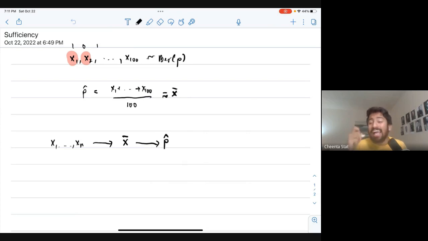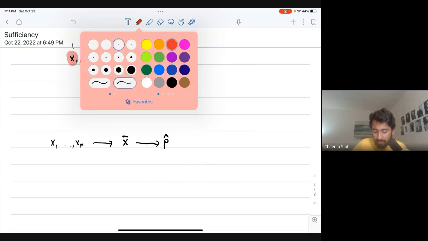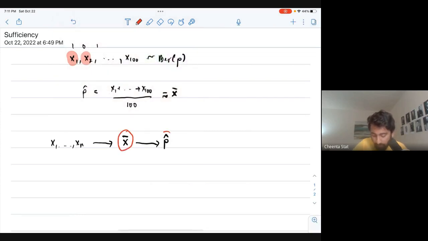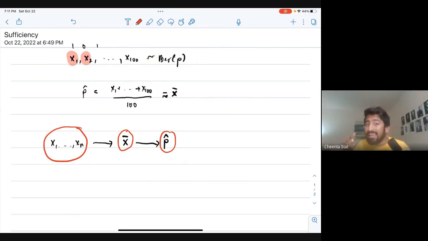So observe that P hat, the information about P hat, is only dependent via X bar through the sample. That means if you just know X bar, you know the entire information about P. That's strong.